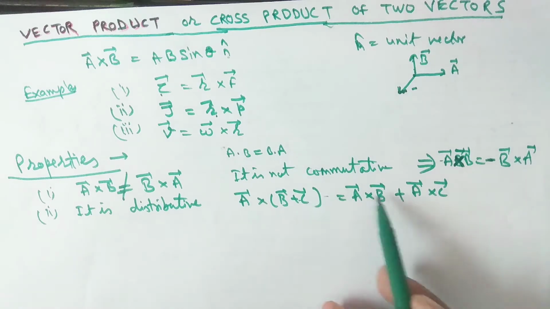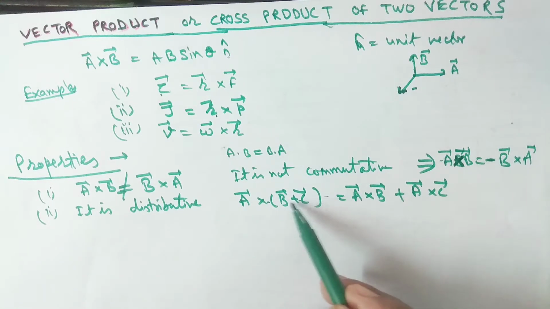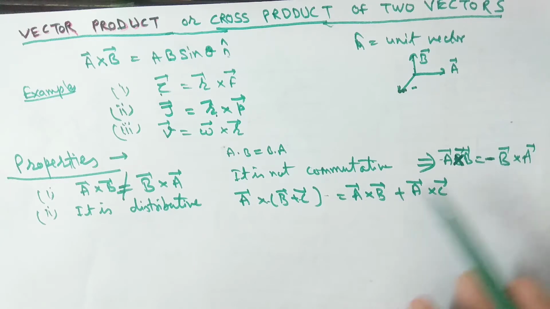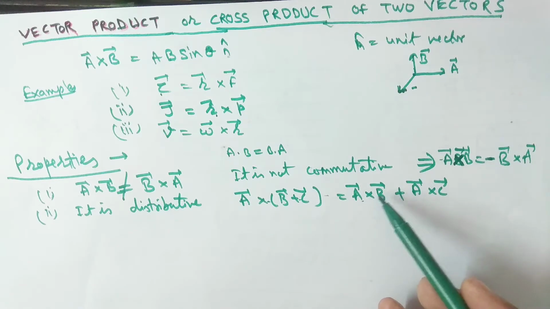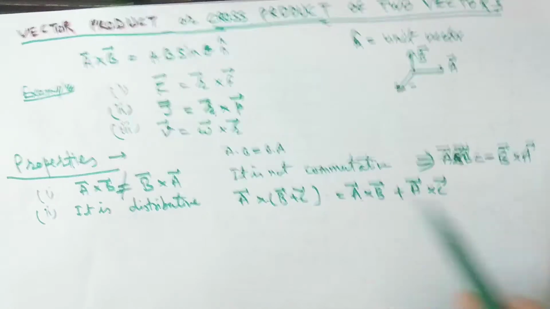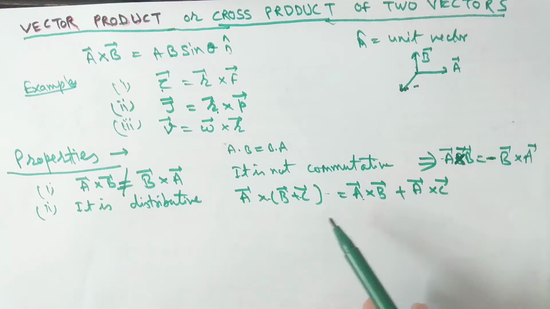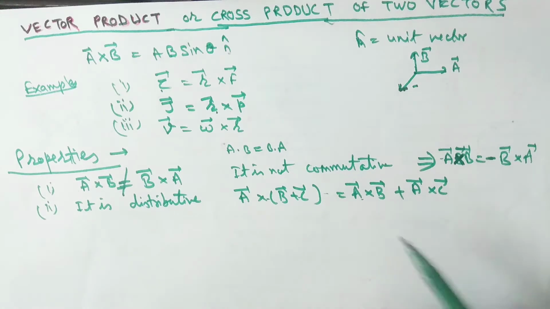So if you reverse or change the sequence, then the resultant will change, because A cross B is equal to minus B cross A. So don't change the sequence. This is the second property.